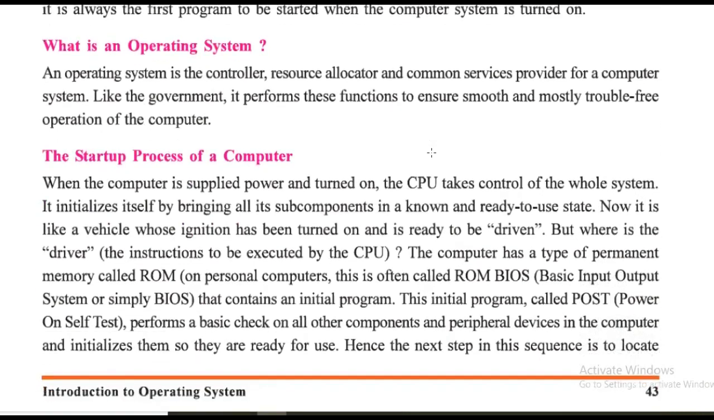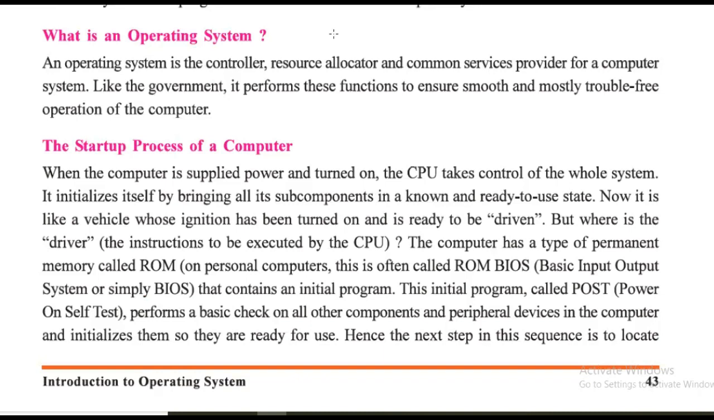So let's see this. This is the definition of operating system. An operating system is controller, resource allocator, and common service provider for a computer system. So here you can see these three words: controller, resource allocator, and common service provider. These three basic tasks are there for operating system. As I have said earlier, it controls all operations, input, output, processing, and everything. So that is controller. Resource allocator, for example, for which process how much space has to be allocated, and whenever we stop execution of any task, how to free up that memory, that is resource allocation.